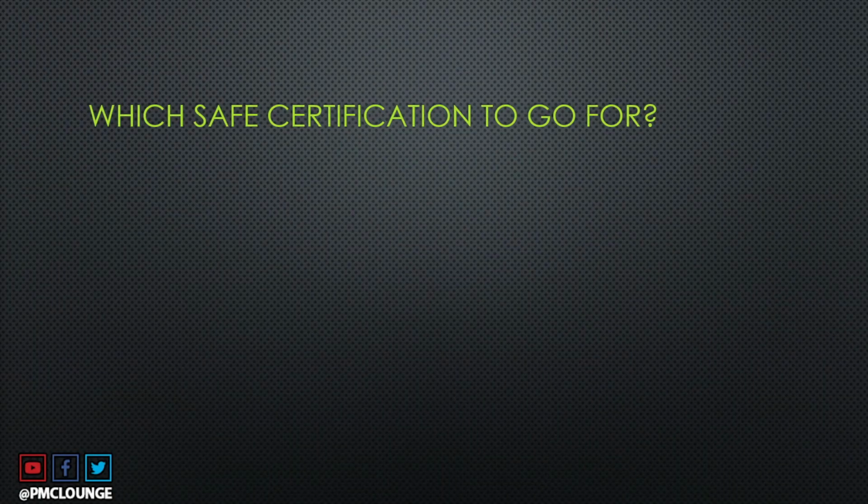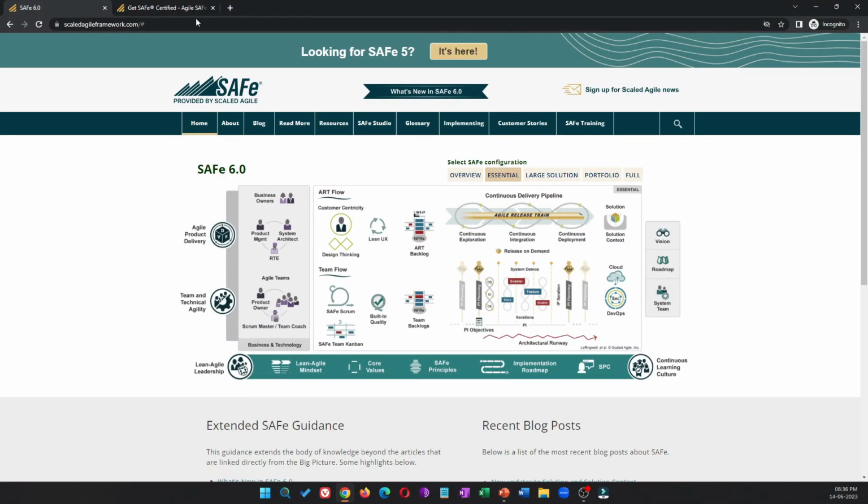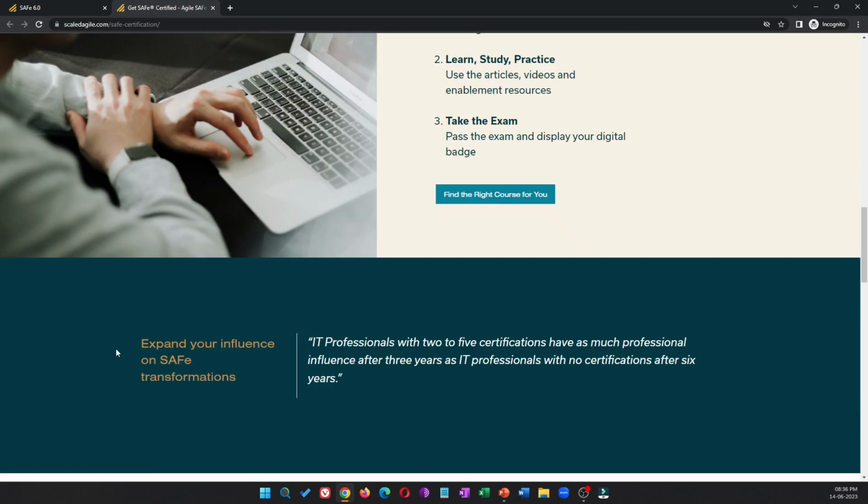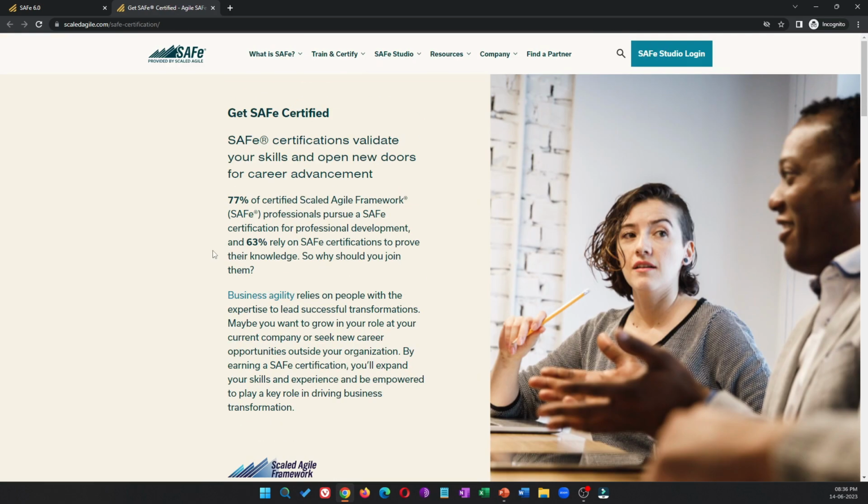So now, which SAFe certification should you go for? Should you go for, let's say, the SAFe Agilist certification? What exactly is the SAFe Agilist certification? Let me show you that. So this is the Scaled Agile website, and they are essentially talking about the different certifications that they have.